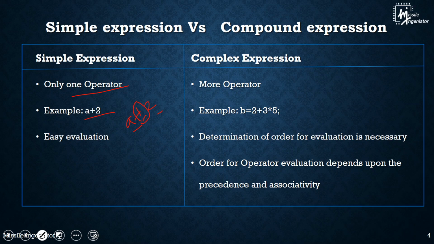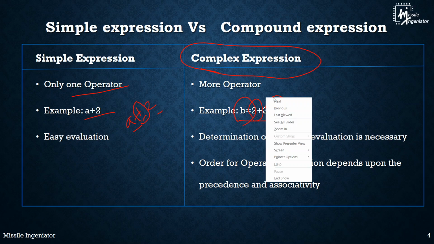In case I go for a complex or compound expression, which I'm going to explain now, if you have more operators, then the expression becomes more and more complex. A compound expression has multiple operators. Here I have given an example: b equal to 2 plus 3 multiplied by 5. Here we are doing multiplication, and also addition, and finally we are assigning the value to b.